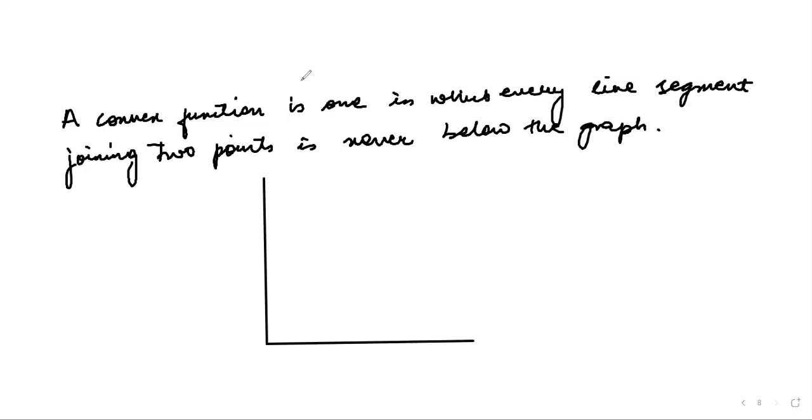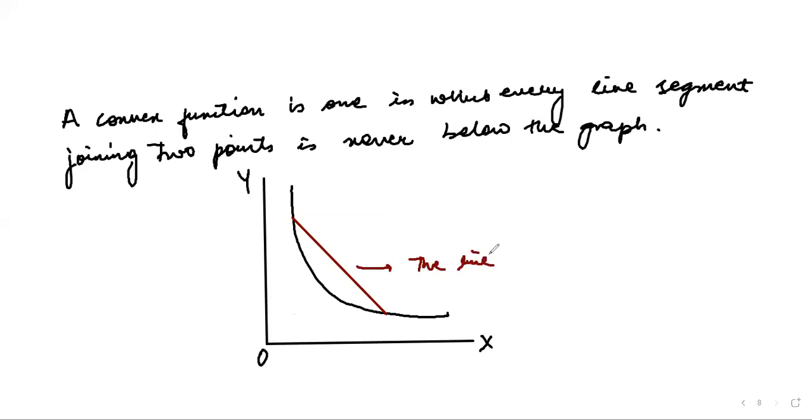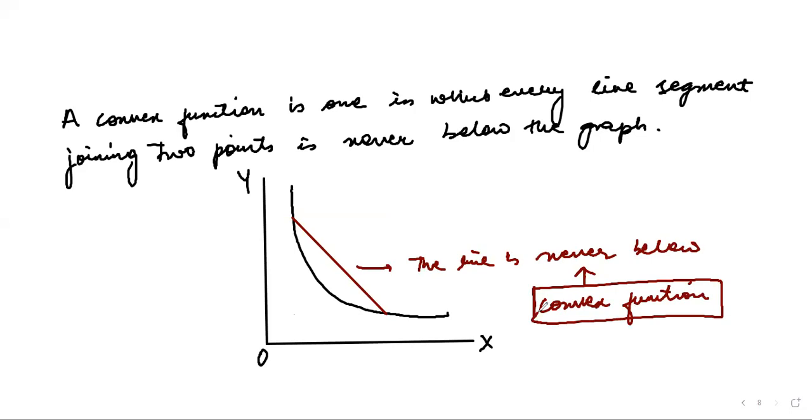So I go ahead and make this graph. This is X, O, Y. I have to join 2 points and see the line. And the line that I have got is never below the graph. So this becomes a convex function. Okay, let's see another example.